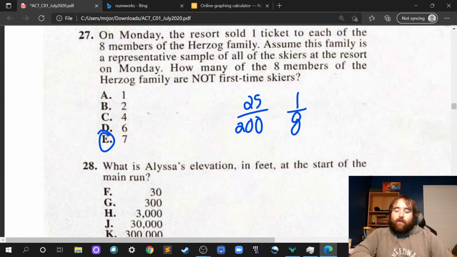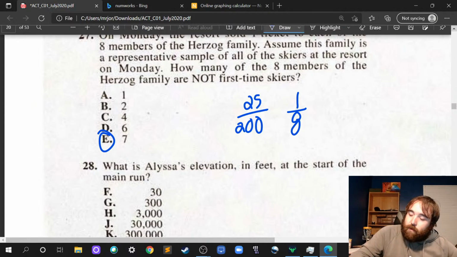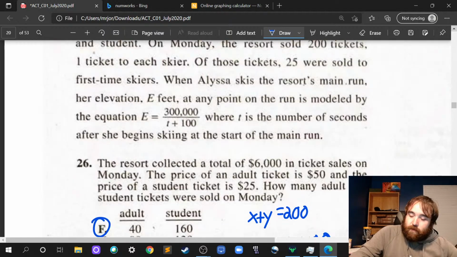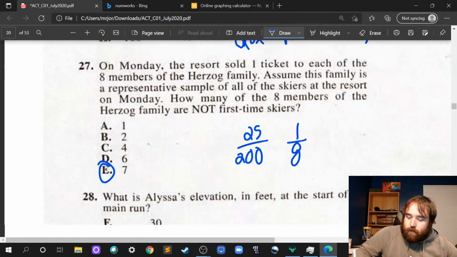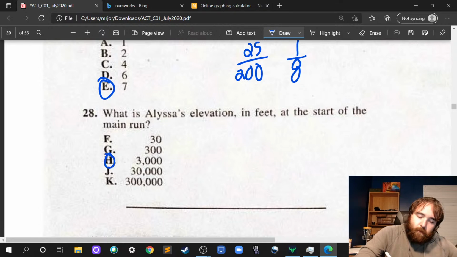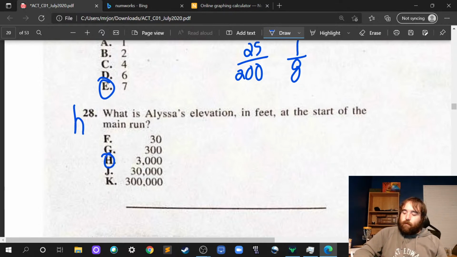What is Alyssa's elevation in feet at the start of the main run? So at the start, so that's when t equals 0. So 3,000. Nice, nice.